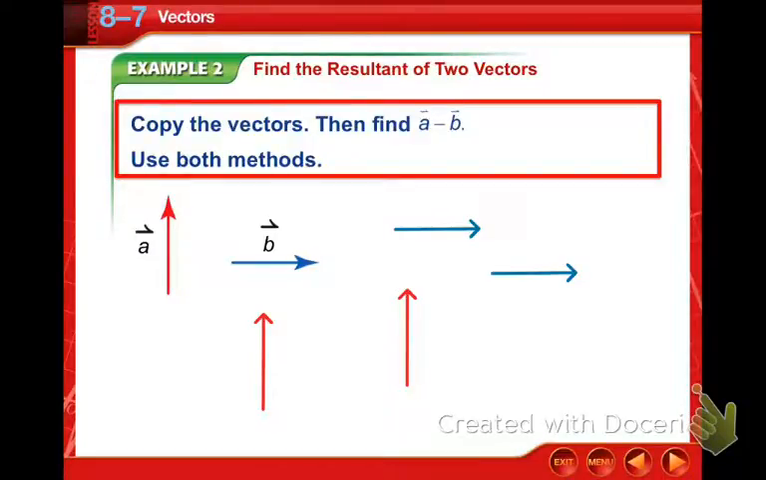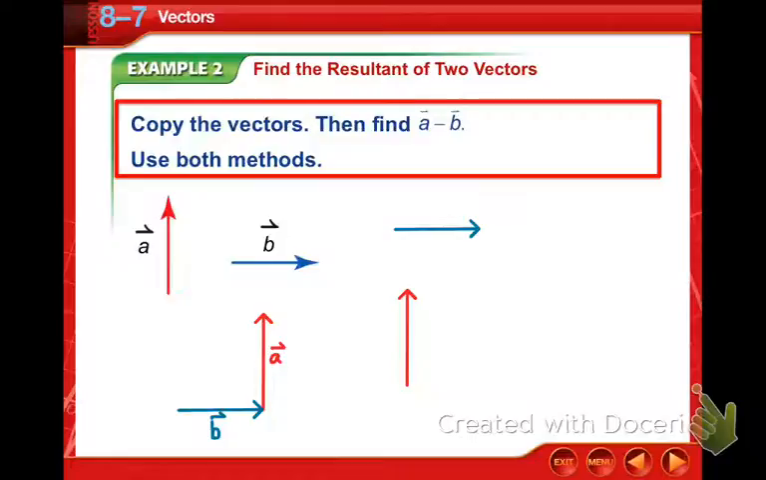So now, again, I'm going to label these so we know what we're looking at. So this is our A vector. Now we're going to take the B vector and put the head of it to the tail of our A vector. So there's B. Actually, I'm going to move that. And now what we need to do is make it into a parallelogram.